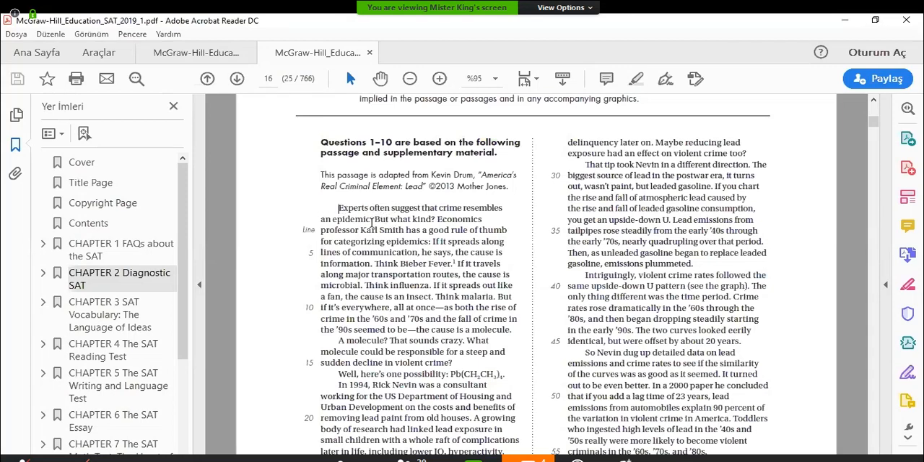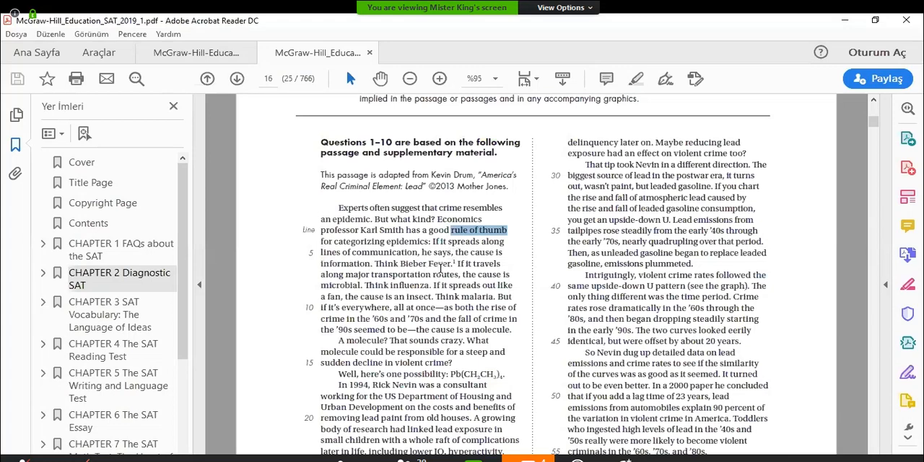All right, I'm going back to the text. Everyone, please have a look at the first paragraph. Experts often suggest that crime resembles an epidemic. But what kind? Economics professor Carl Smith has a good rule of thumb for categorizing epidemics. Rule of thumb, do you have an idea what this phrase means? A rule that should be used almost always. Yeah, that's right. A rough figure, a method of calculation which is used by experience for categorizing epidemics.